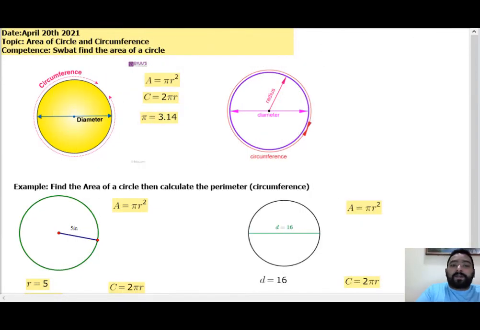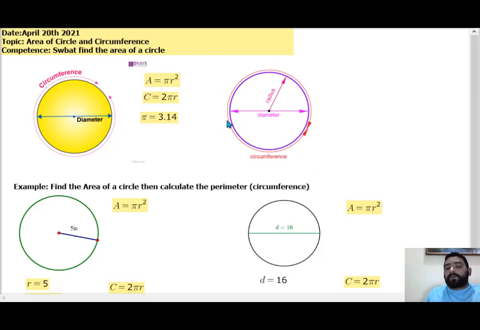Hi everyone, today I will explain how to calculate the area and the perimeter of a circle. The perimeter sometimes we call circumference. Remember, in this circle we have three elements: the diameter, radius, and the circumference.